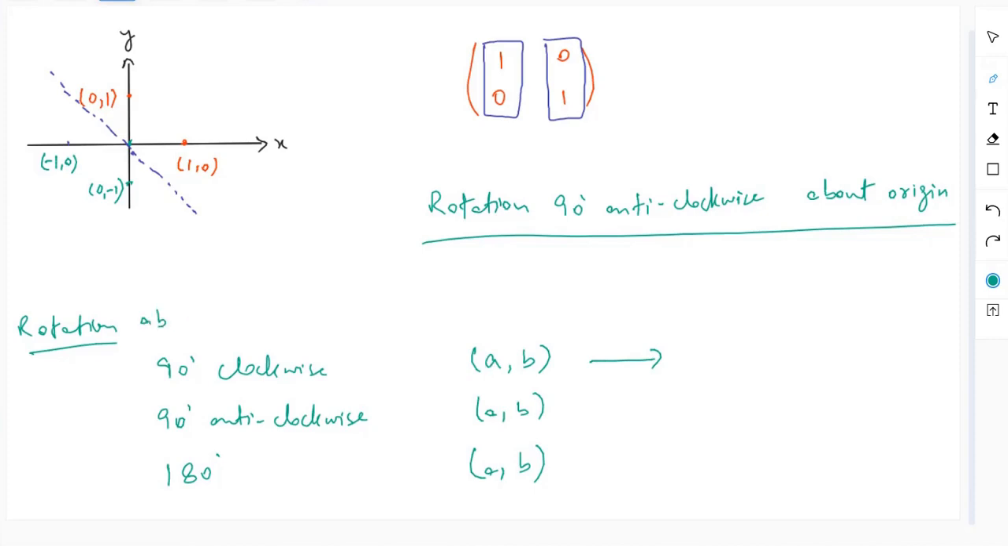Origin की बात हो रही है. ठीक है? Origin की बात हो रही है. 90 degrees clockwise rotation करते हैं, so AB जो है it becomes B minus A, right? So ये वाला y coordinate है, y x बन जाता है, x y बन जाता है, लेकिन इसका ये sign भी change हो जाता है, right?